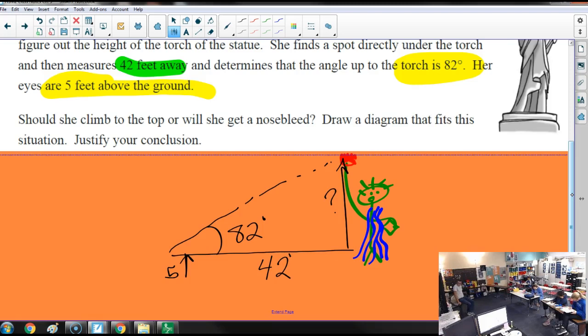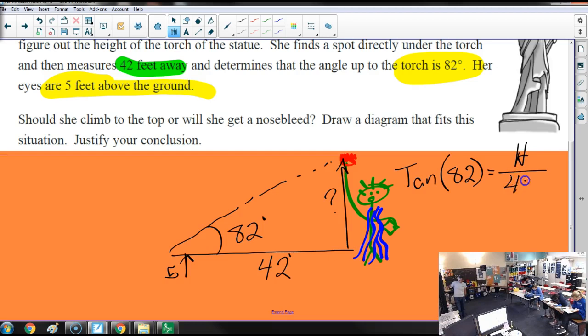So we have the unknown rise, so we can set up tangent of 82 equals height over 42.